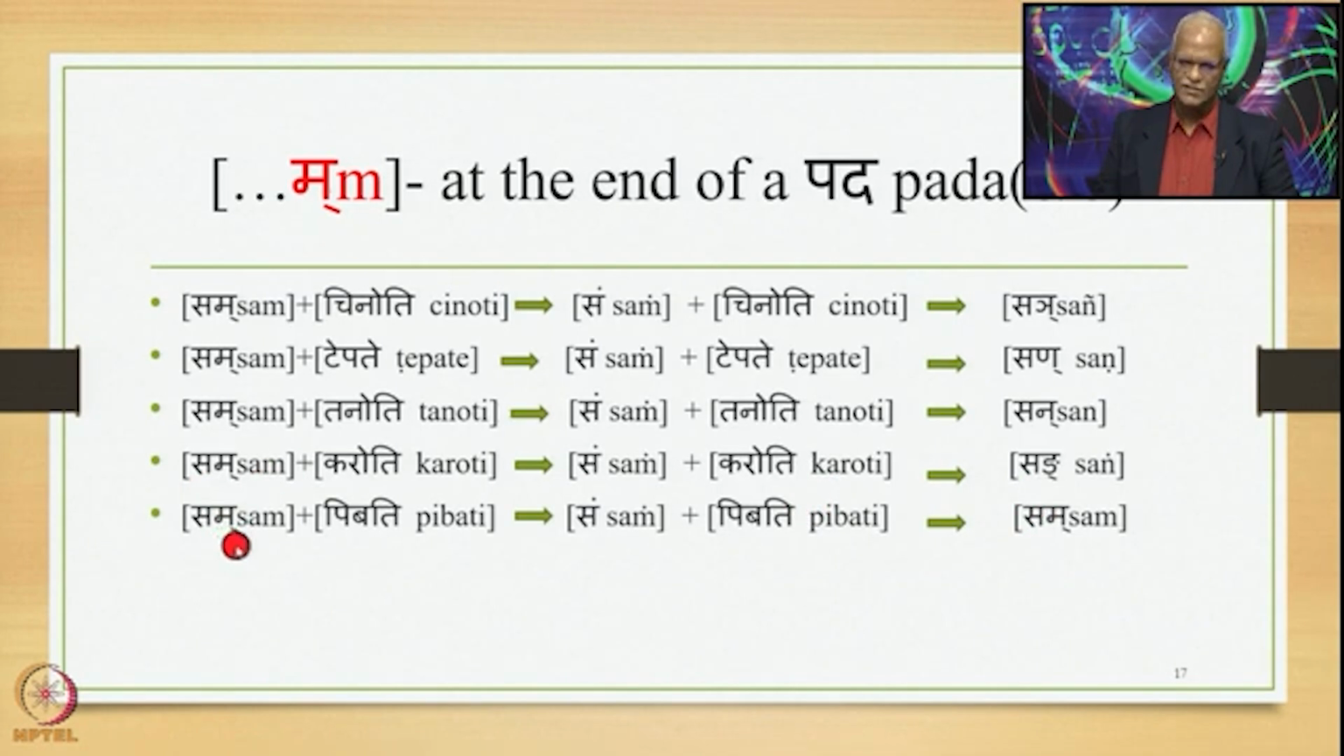Then we have lastly sam plus pibati, and this becomes an input for 8323 and the output generated is sam plus pibati, with anuswara. This becomes an input for 8459 and the output generated is sam plus pibati, which is the nasal parasavarna of p, and the optional form will also be sam plus pibati.